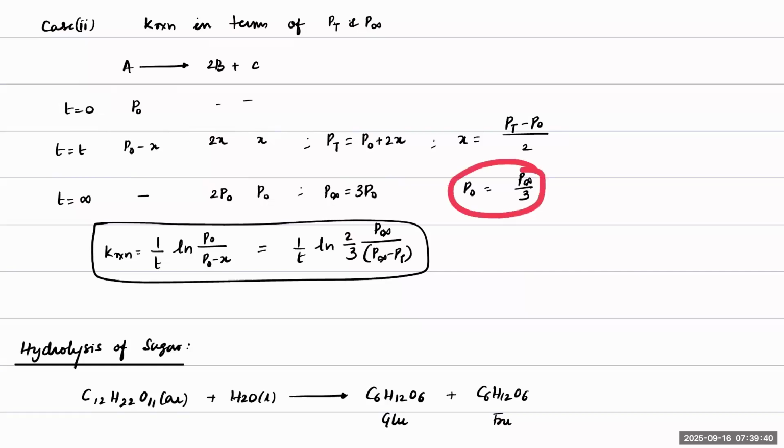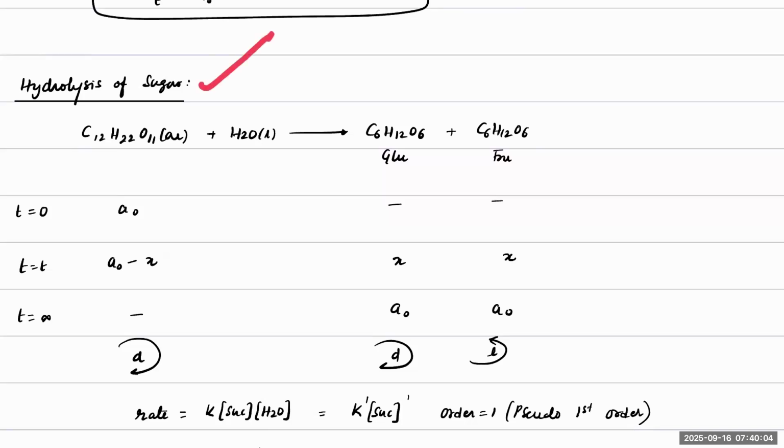So P naught can be written in terms of P infinity by 3. So imagine if I have only P_t and P infinity, I can use those terms here and get this type of equation. Clear? These two are very, very commonly asked areas: how to represent in terms of total pressure and P infinity, or total pressure and P naught.